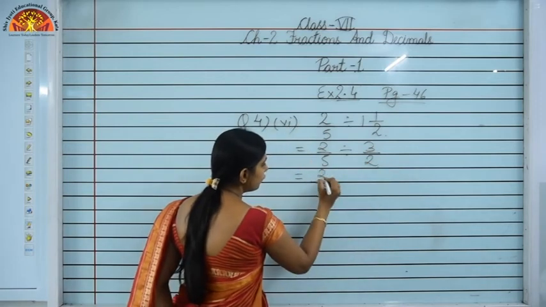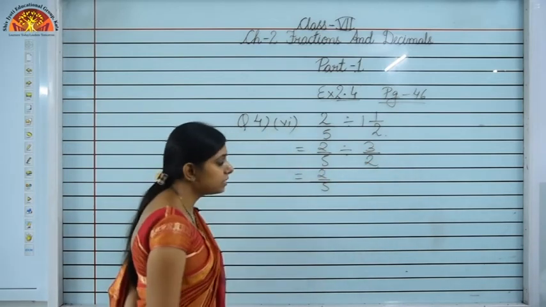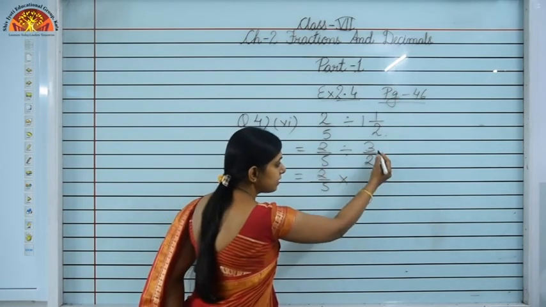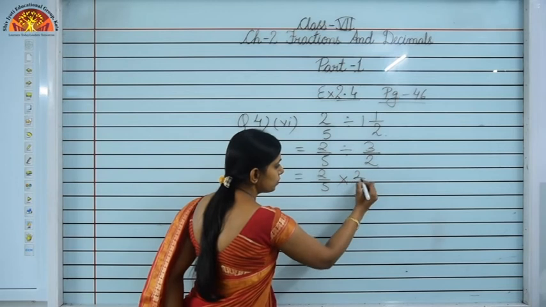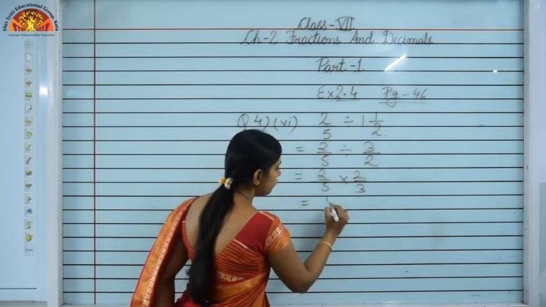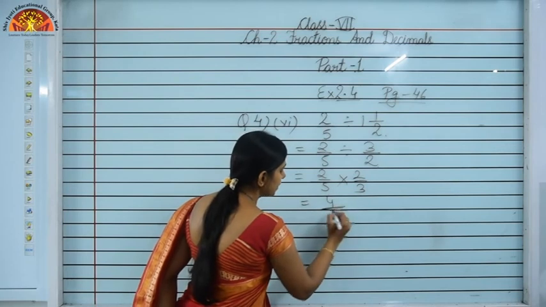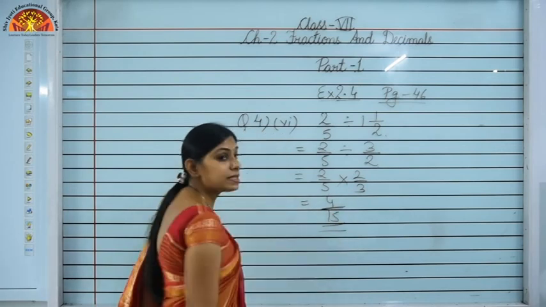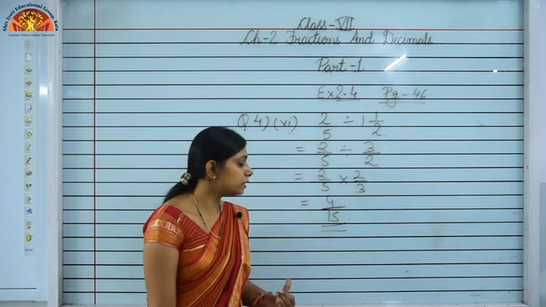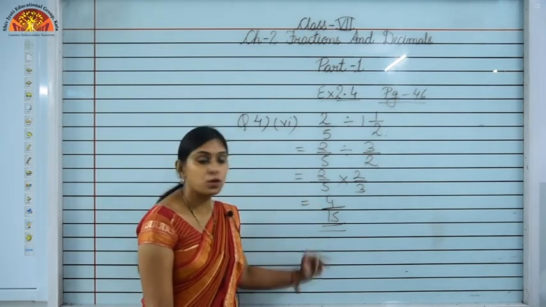Now 2/5 first fraction remains as it is. Division sign will change into multiplication. You have to take the reciprocal of this 3/2, so it becomes 2/3. We can't simplify further, so 2 into 2 is 4 and 5 3s are 15. You can see 4/15 is the proper fraction because the numerator is less than the denominator. So answer will remain just 4/15.